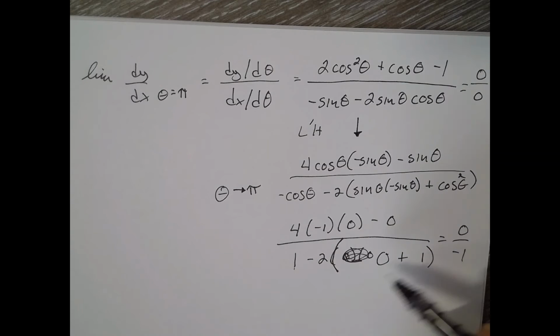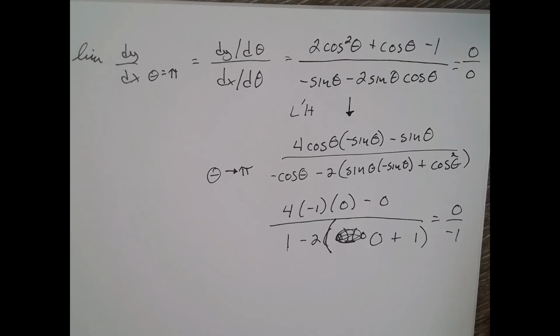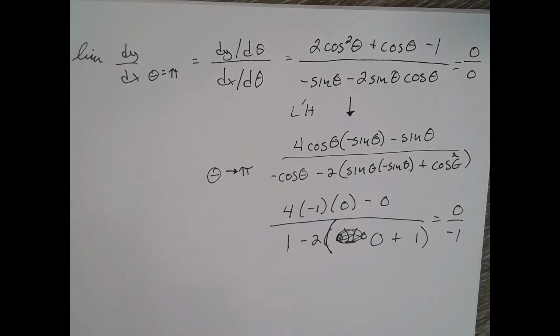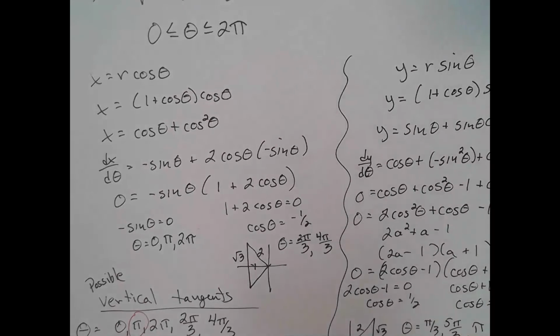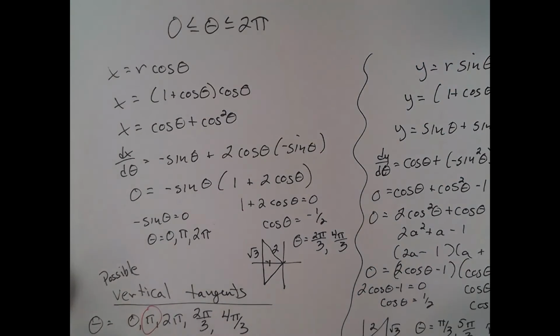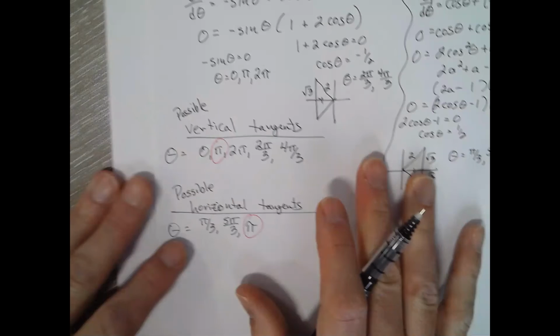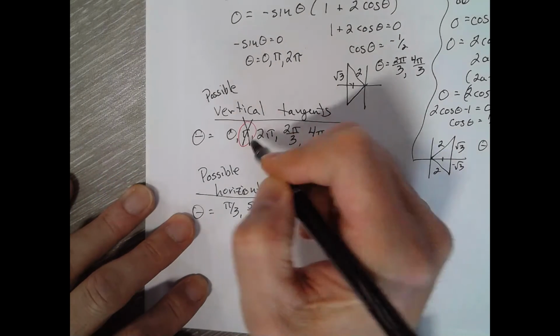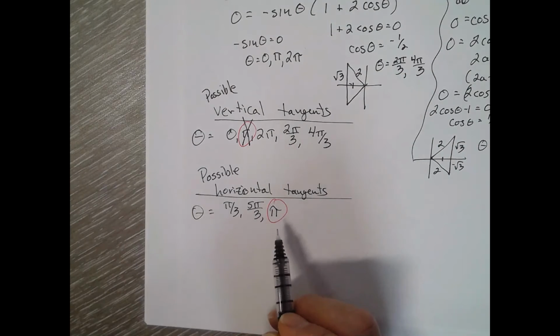And as long as it's a number, then we know we don't have to do L'Hopital's again, so that's good. So we get 0, so that means we have a horizontal tangent at theta equals pi. So back here on the scoreboard, it is not a vertical tangent at pi, it's a horizontal tangent at pi.